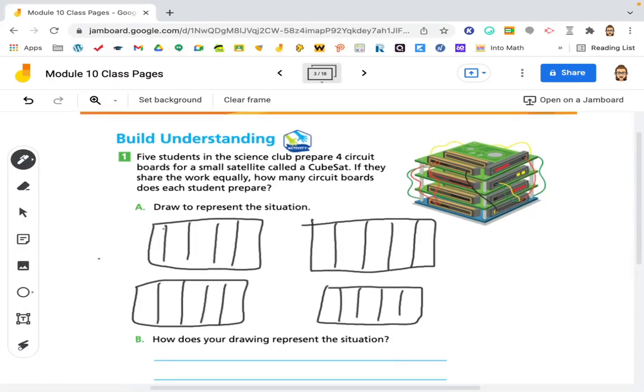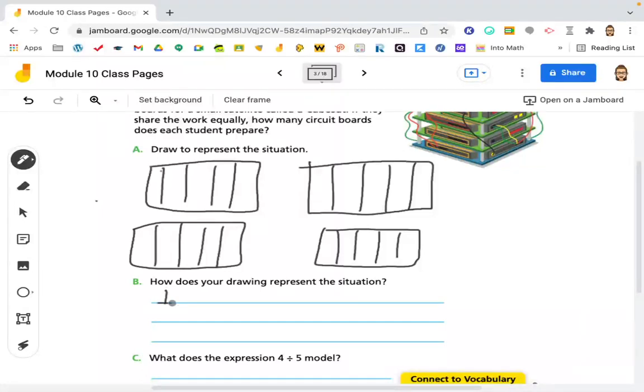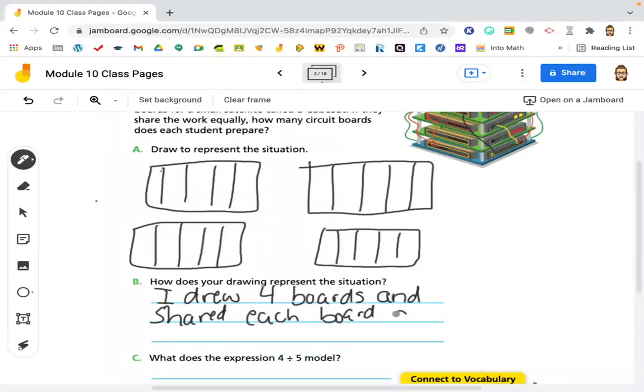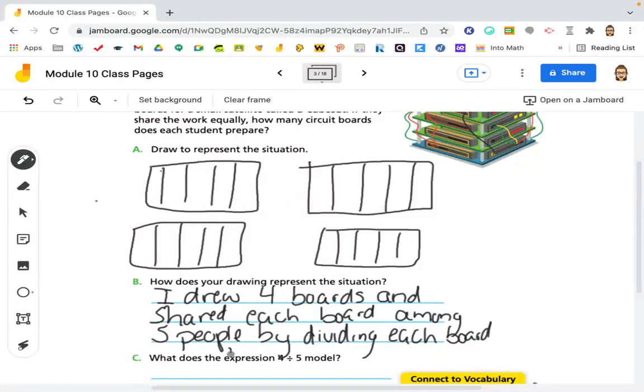This is what it would look like. If we explain that, we'd say I drew 4 boards and shared each board among 5 people by dividing each board into 5 equal parts.